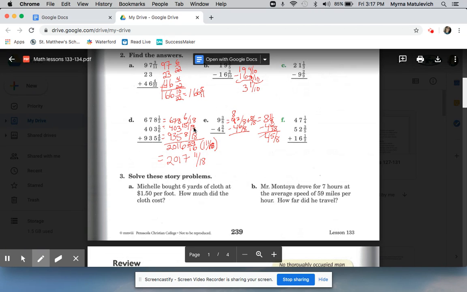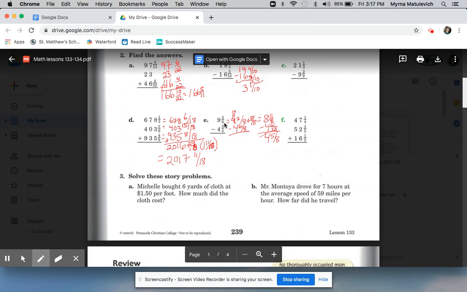In D, you found a common denominator of 18. You found equivalent fractions, 1/3 to 6/18, 5/6 to 15/18, 4/9 to 8/18. You add them together, and you get 29/18. But then that's an improper fraction, so you had to divide 29 by 18, which gave you 1 and 11/18. And you add your whole numbers, which gives you 2017 and 11/18.